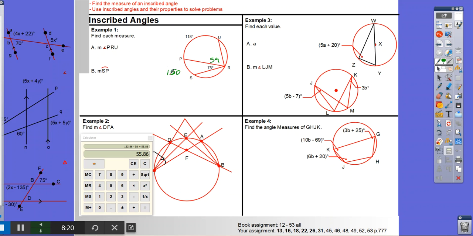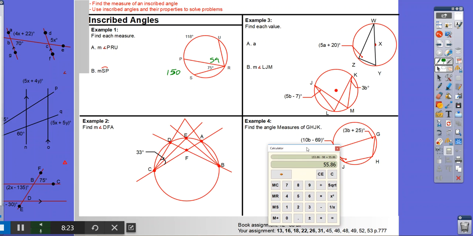Example 2. We have this beautiful piece of artwork right here. It is pretty special. And we need one added piece here. This here is 164 degrees. All right. So we are to find angle DFA.